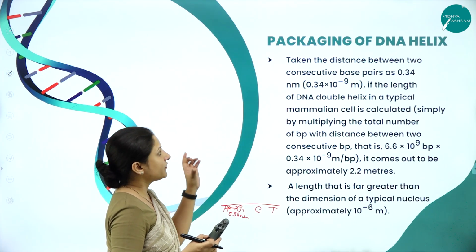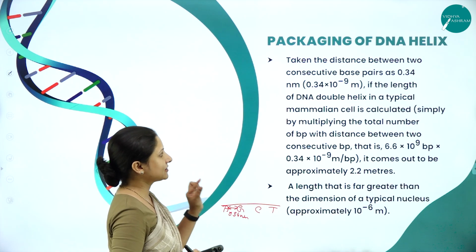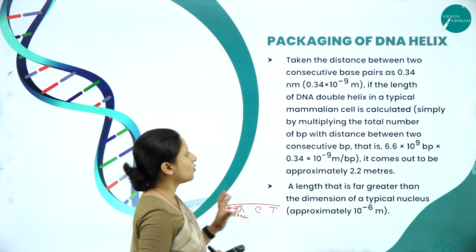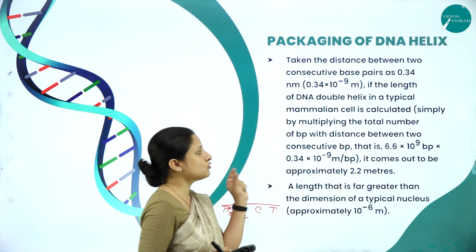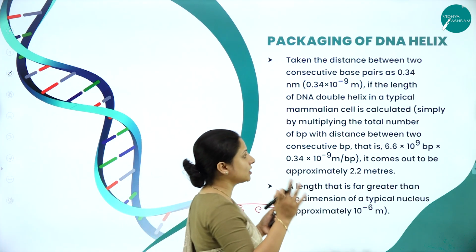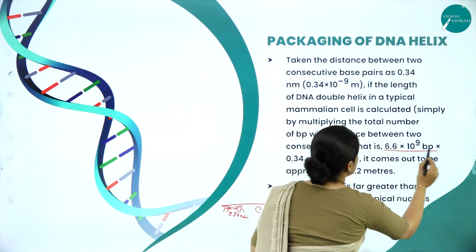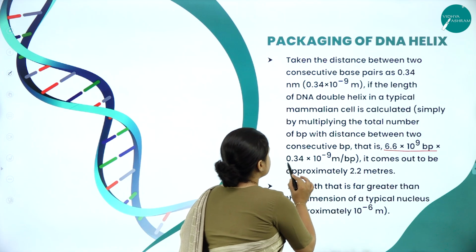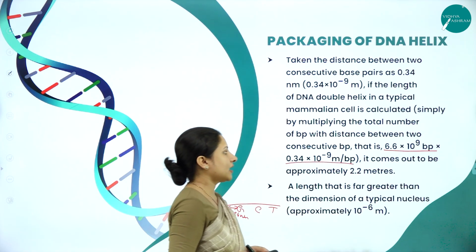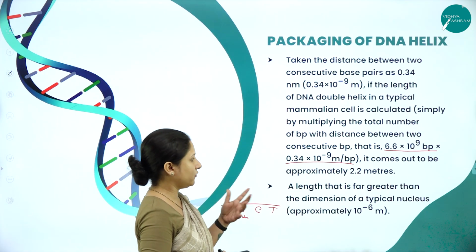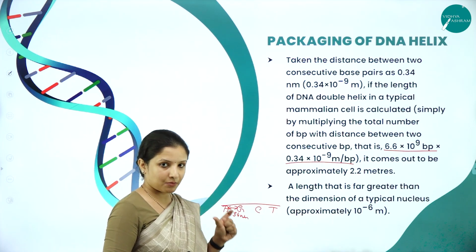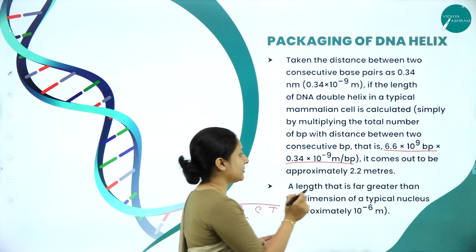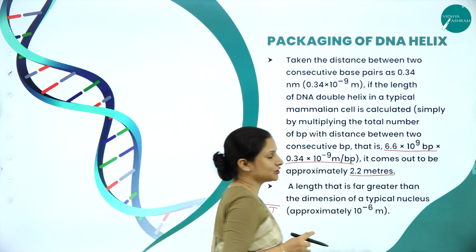If the length of the DNA double helix in a typical mammalian cell is calculated simply by multiplying the total number of base pair with distance between two consecutive base pair, it will be about 6.6 into 10 to the power 9 base pair into 0.34 into 10 to the power 9 meter per base pair. So when you calculate, approximately inside each nucleus of the cell, there is about 2.2 meters of DNA.